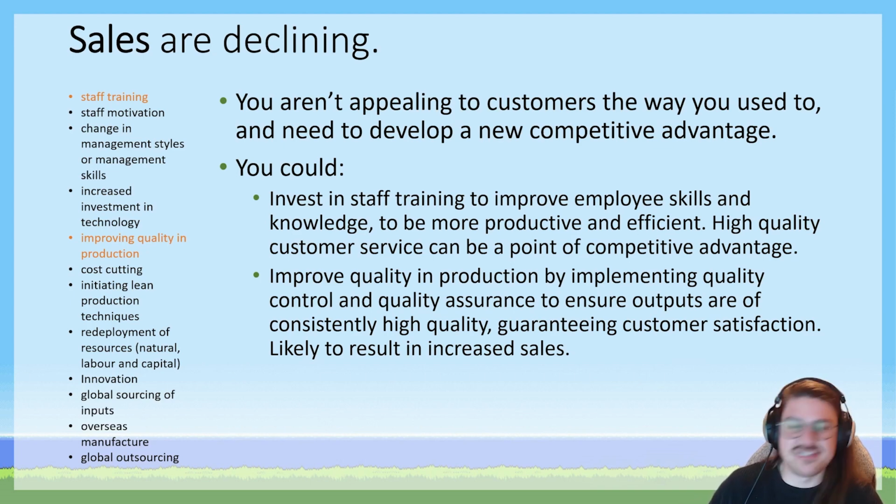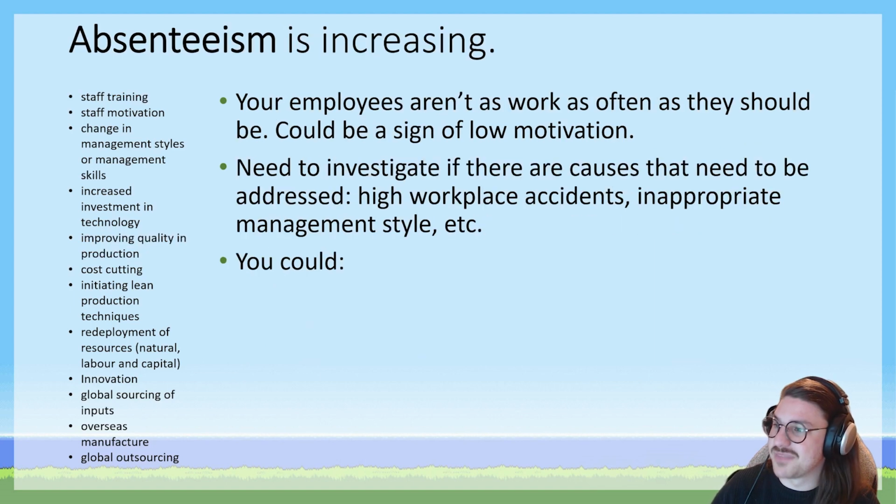You could talk about investing in technology, maybe automated production, speeds up production, then you're better able to meet demand in the market. That could give you sales, whatever. You just have to come up with strategies. You have to be able to apply those strategies to your scenario and link them back to the key performance indicator. Now, let's say a second example, absenteeism is increasing.